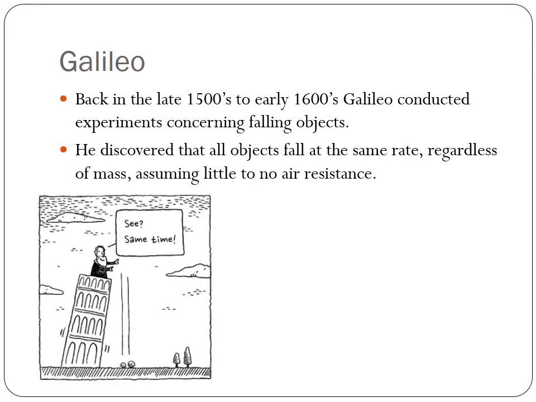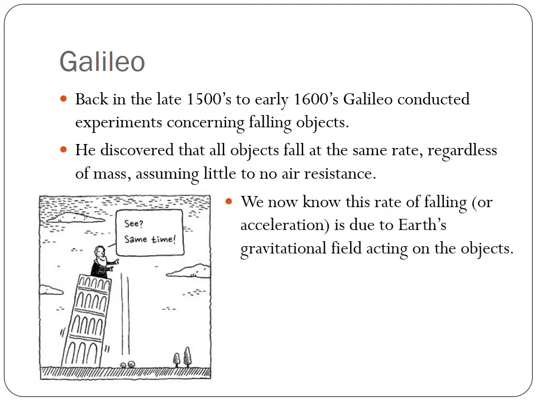The thought before Galileo was that gravity acted differently on objects depending on how much mass they had. He proved that was incorrect. And we now know the reason why these objects are falling is called the acceleration due to Earth's gravitational field. And that gravitational field acts on the mass and pulls them down.